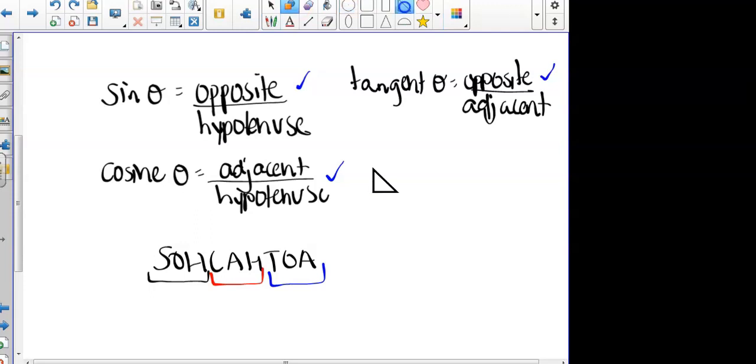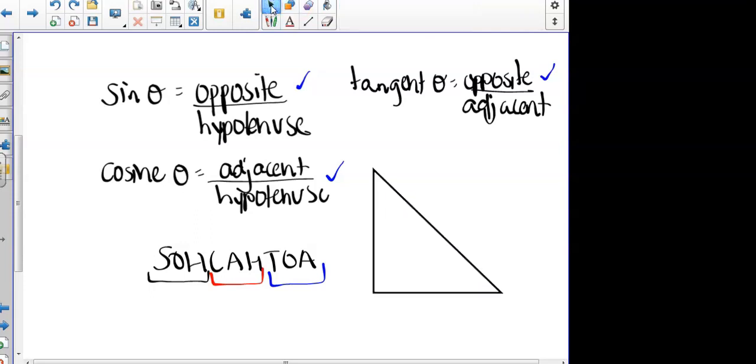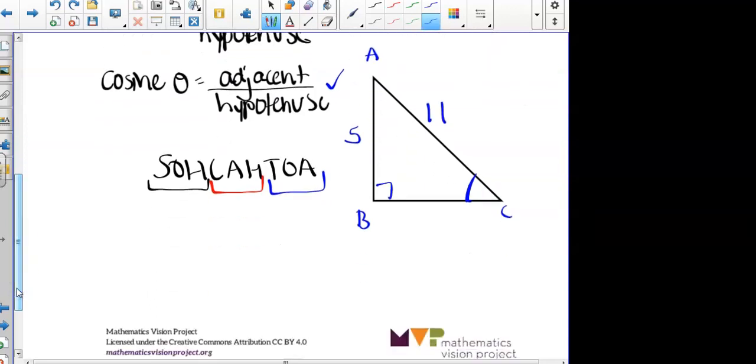So if we're given a right triangle and we are given a reference angle, let's say C in this case, and we are given two side lengths. Let's say that this side is 5 and the hypotenuse is 11. And we are asked to find the sine of C, the cosine of C, and the tan of C. The first thing we would need to do is find this missing side length.